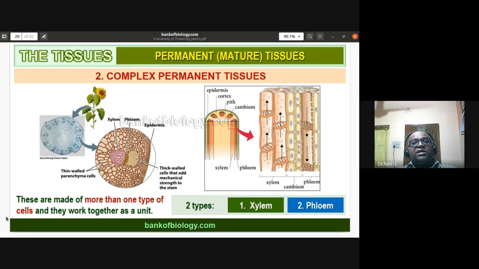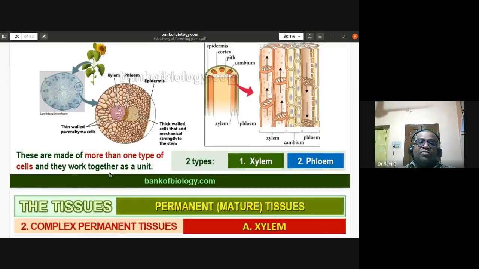Complex permanent tissues are heterogeneous tissues since they have different types of tissue which are different in structure and origin, but all of them work as a unit for a common function, that is, either water conducting tissue or food conducting tissue. So the complex permanent tissue is of two types, xylem and phloem.